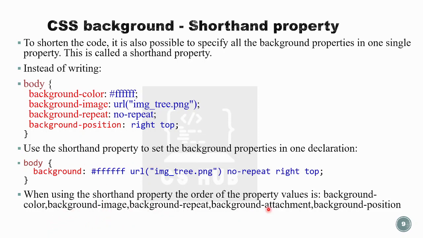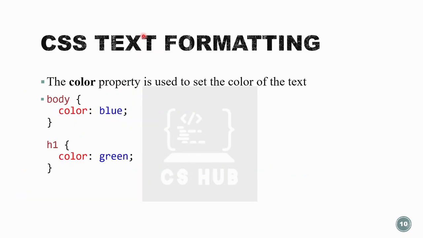Okay, so background color, background image, background repeat, background attachment, and background position. This is the CSS background property. Hope that is clear. Next, CSS text formatting.